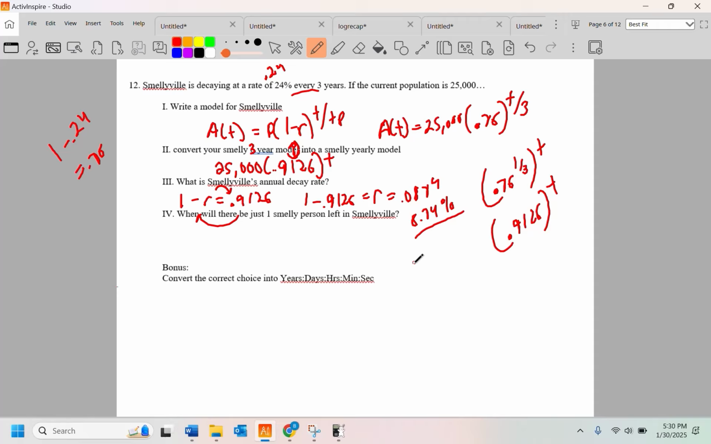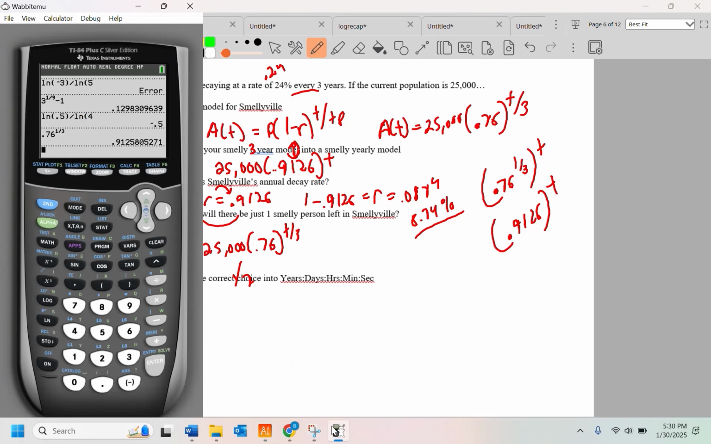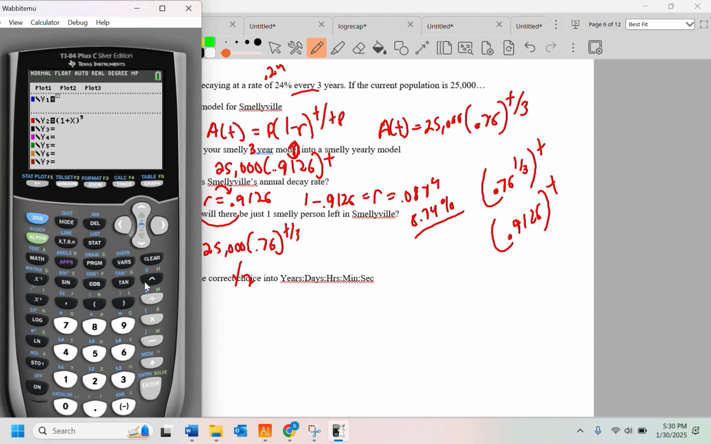When will there be just one smelly person left in Smellyville? So use this model: 1 equals 25,000 times 0.76 to the t over 3, and then do y1, y2. 1 smelly person in y1. And then we have all 25,000 of them, but that is attached to the decaying. That is x over 3, right?